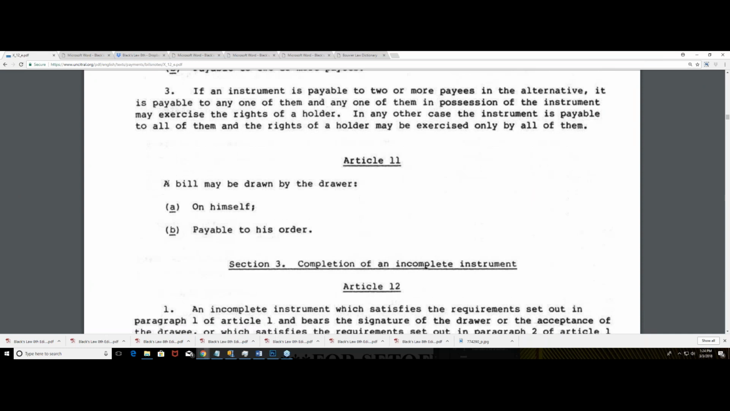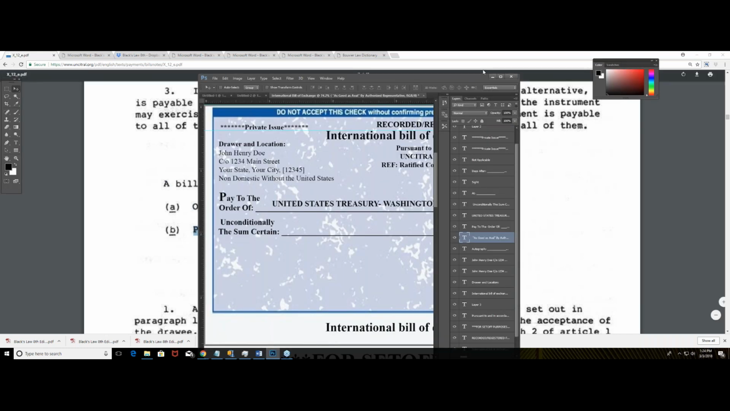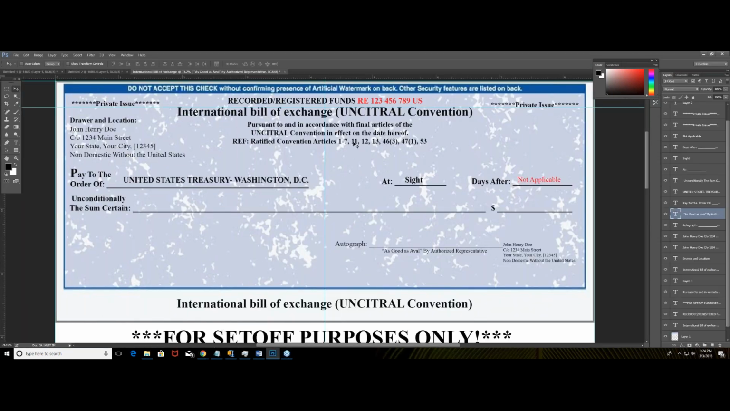Article 11, a bill may be drawn by the drawer on himself or payable to his order. So right here, number 11, you can draw a bill on yourself. Wow. Well, that's what it says. I'm putting it up here, right? I'm letting them know. And we're going to put the drawee right here in just a second. But I'm setting you up and making you understand why this is on here, okay?